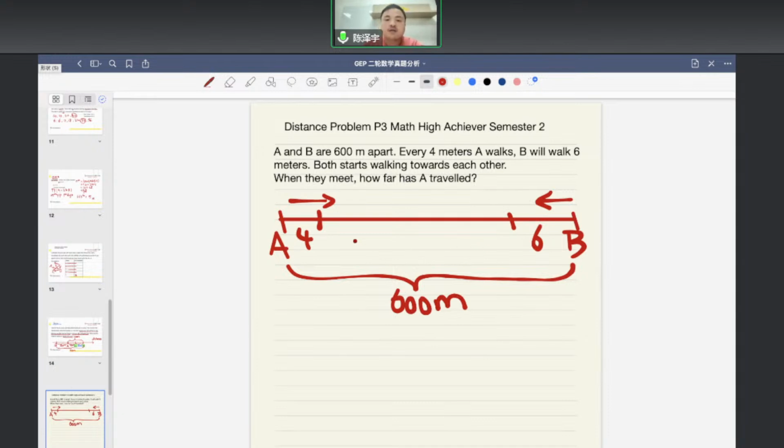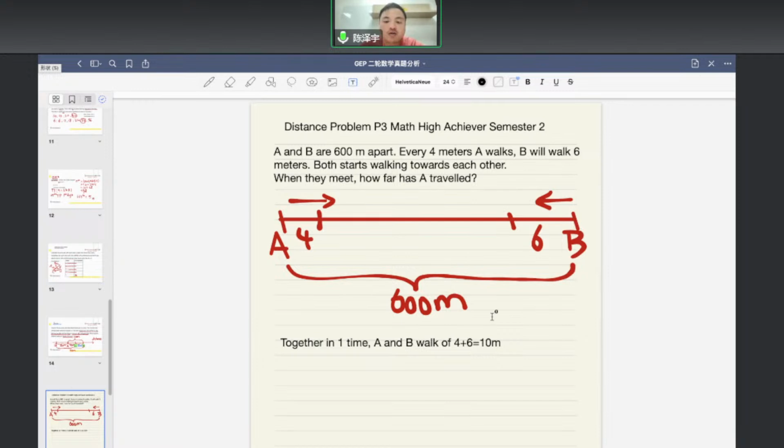So to solve this question, we know that every time A walks 4 meters, B walks 6 meters. So together, in one time, A and B walk a total of 4 plus 6, or 10 meters every one time.